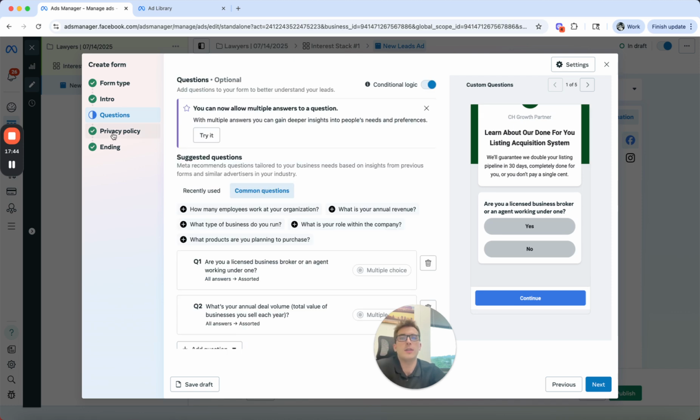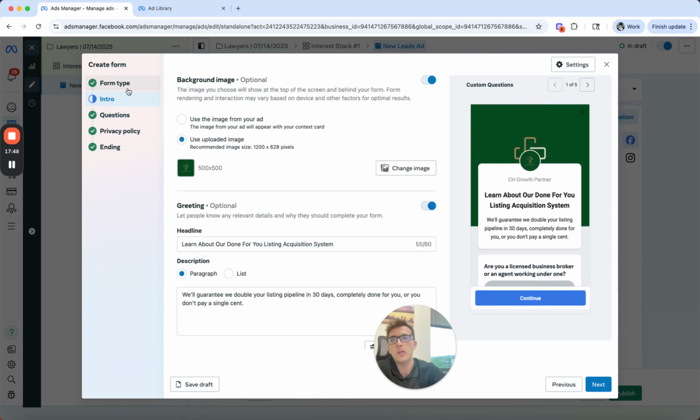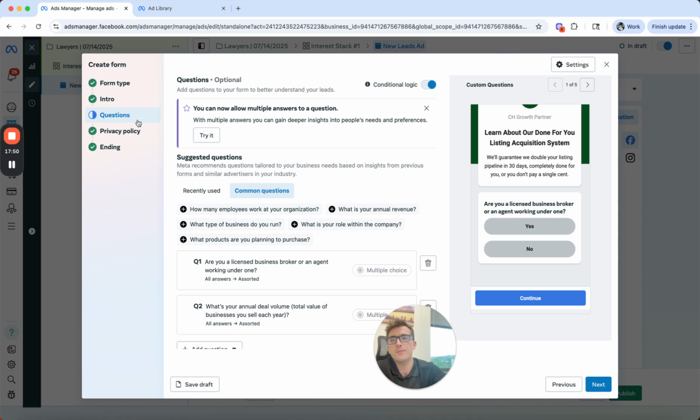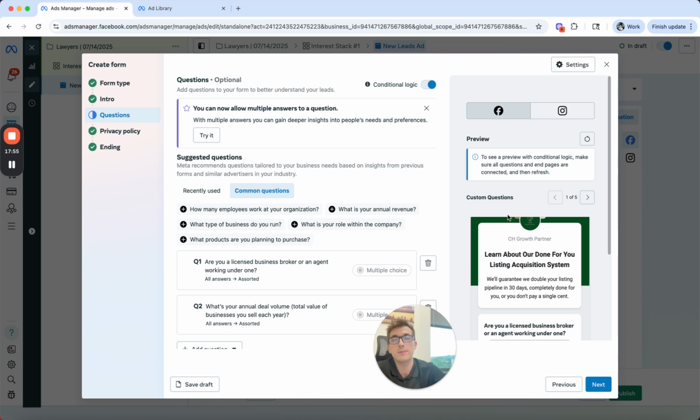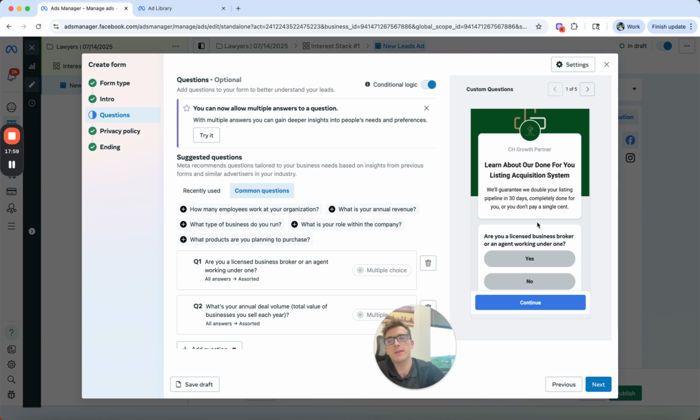Setting up forms is a whole other thing. I might make a whole video on that too, but basically, it's just the questions on a form, and this keeps them on Facebook. So the difference between this and a website is that this does not take them to a website. It takes them to this, where it's not a website. It's still Facebook or Instagram.com.